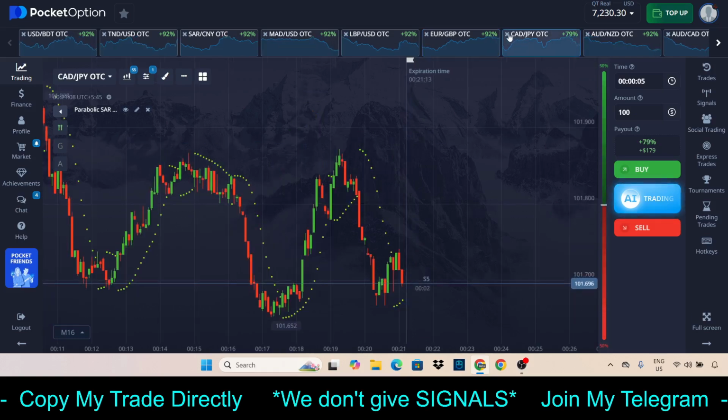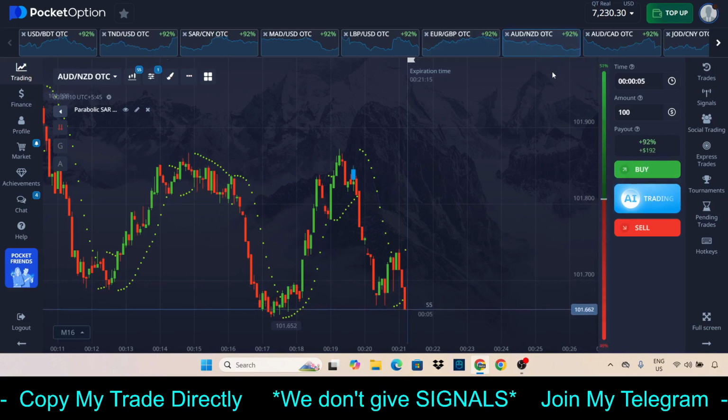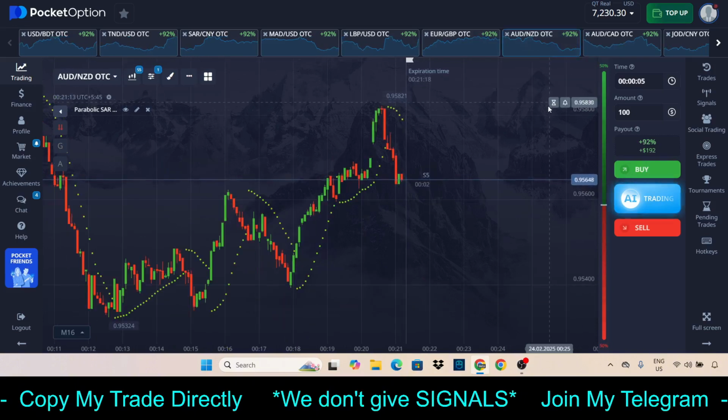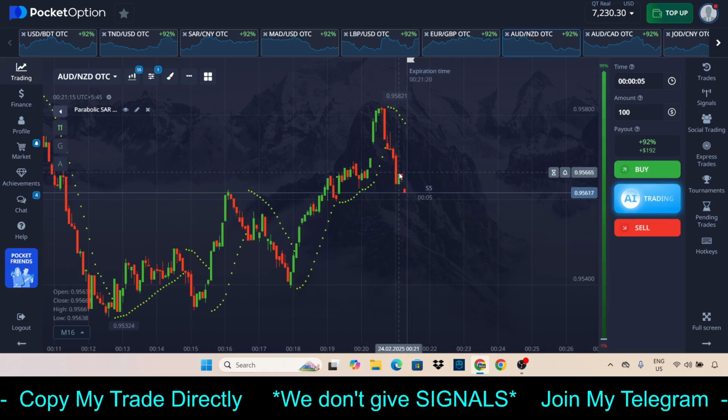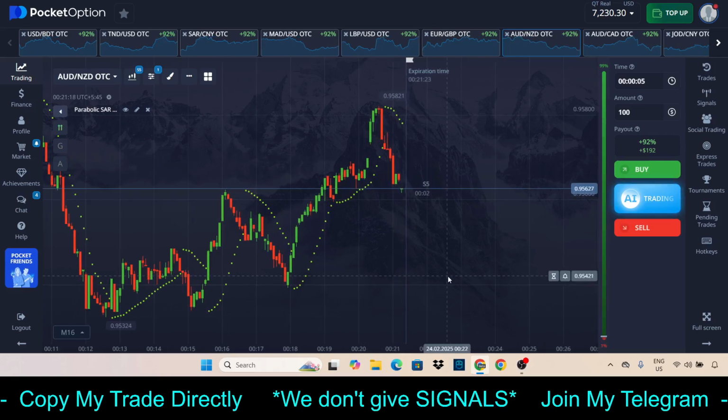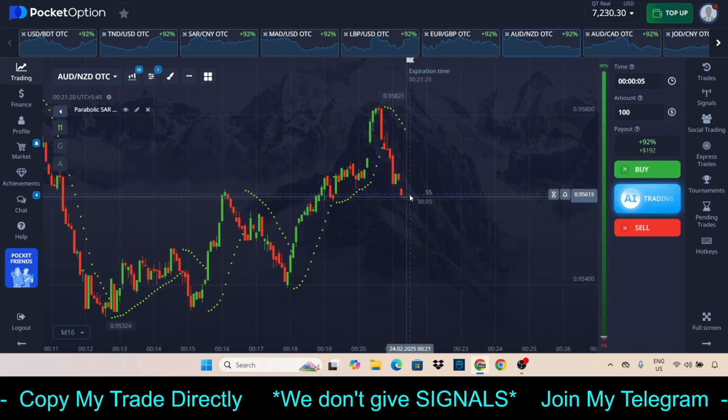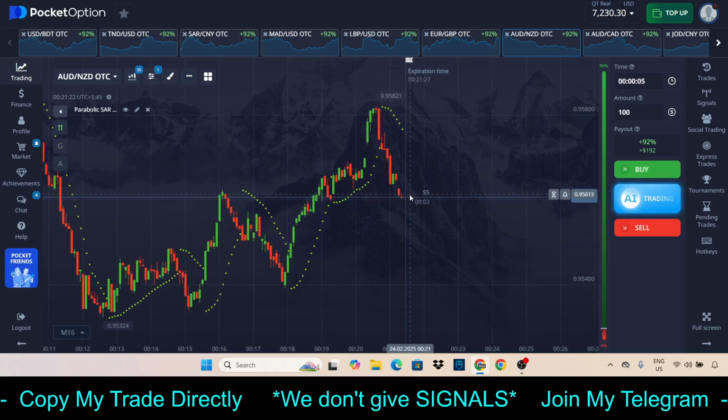Here you can see a 79% payout. I will not make a trade in that currency pair, so we'll move to another currency pair. And here you can see a strong fall, one retracement, and again it was down. Okay, but let's see if we could make a trade.